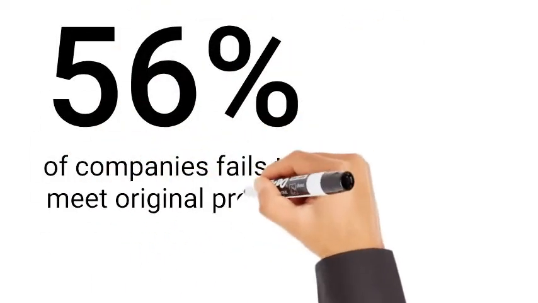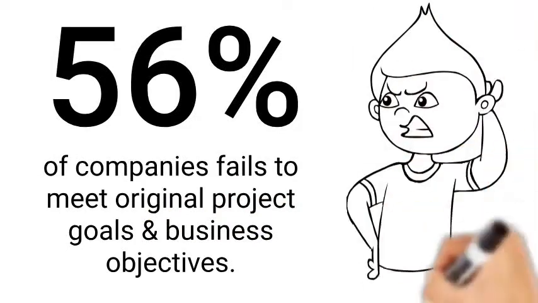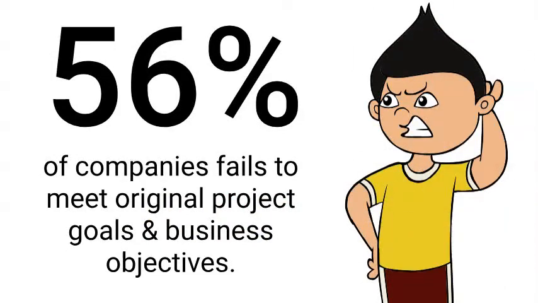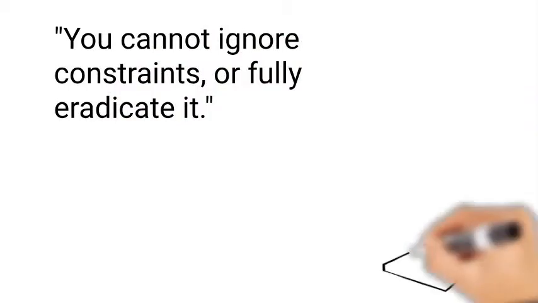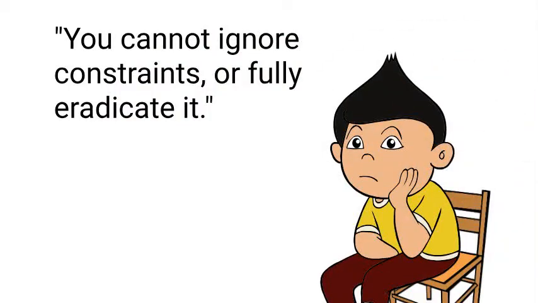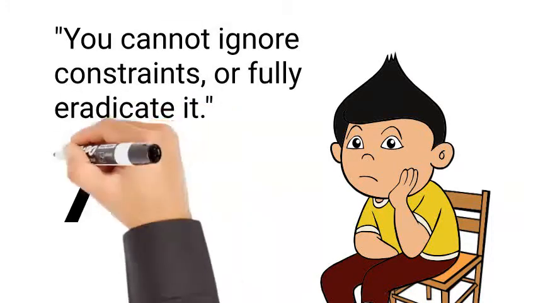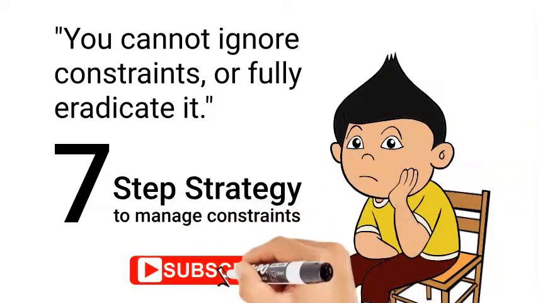Do you know that 56% of companies fail to meet original project goals and business objectives? Failing to execute a project with constraints is confirmation of project failure. You cannot ignore constraints or fully eradicate them. However, you can avoid or mitigate the impact to a minimum level. If you're struggling to manage these constraints on your project, then you have come to the right video. In this video, we will learn a 5-step strategy which you can follow to manage your project constraints.